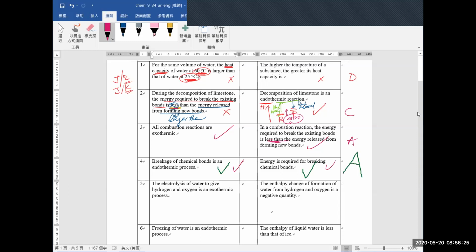Yes, very good. It's A. Okay. Why? Why do you need to break the bond, you need energy. Why? Because a bond is just a type of what? You know, it is a type of attraction force.